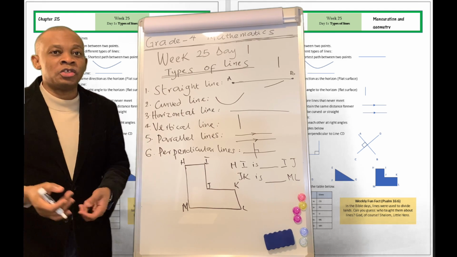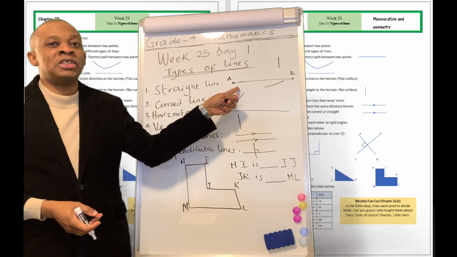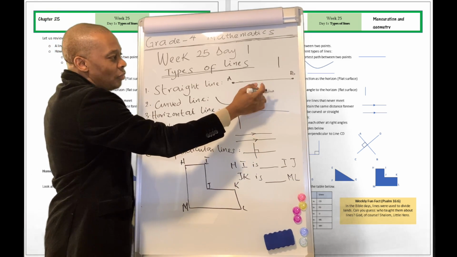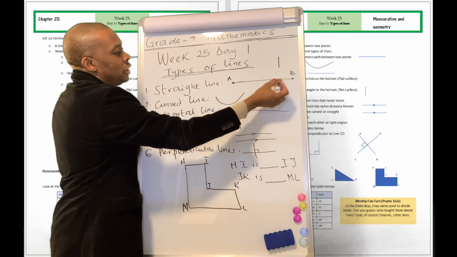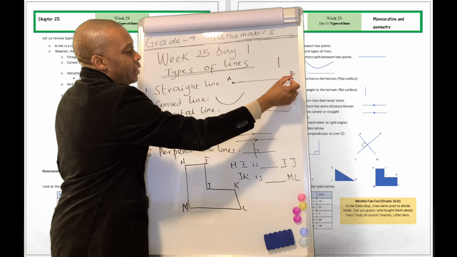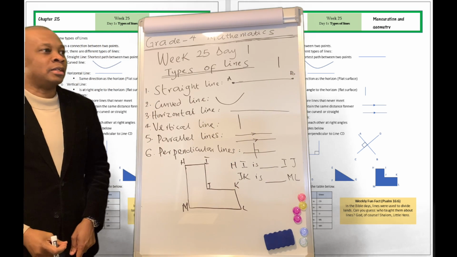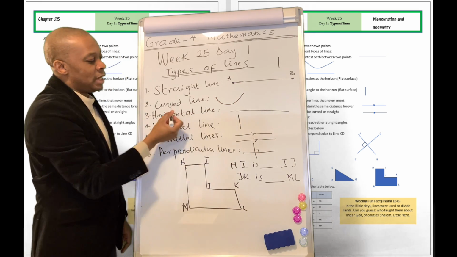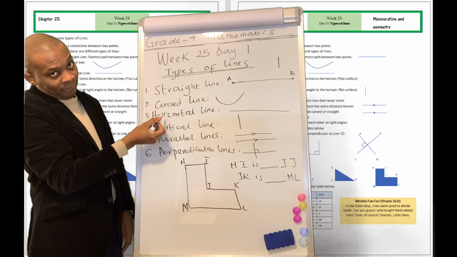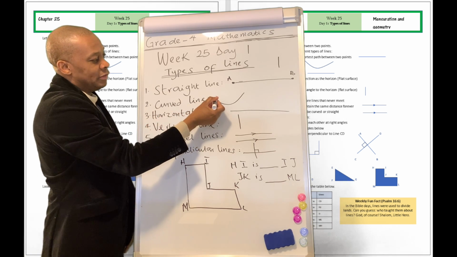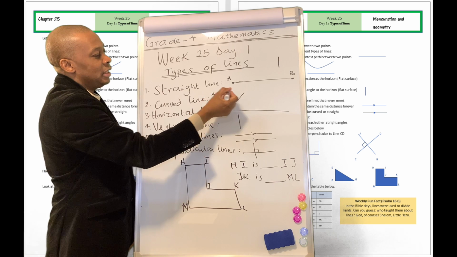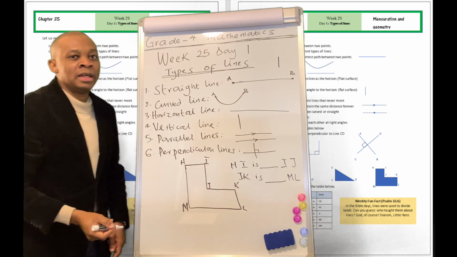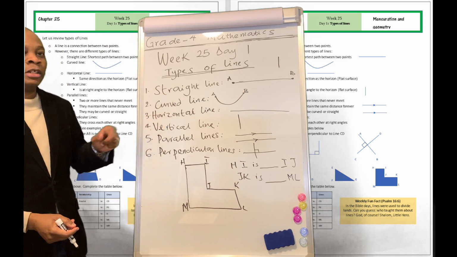What is the definition of a straight line? The shortest distance between two points, okay? Because I could have gotten from here to here by trying to go like this, right? And then that's not going to be a straight line anymore. That's going to be a longer line. Now, if I were to go like this between these two points, I just made a curved line. A curved line is a longer distance between these two points. So two types of lines so far: straight line, curved line.